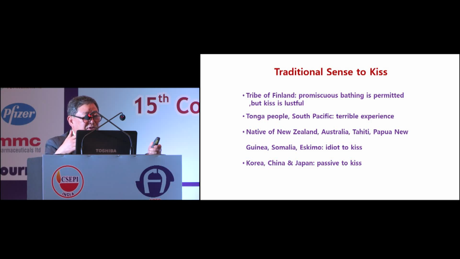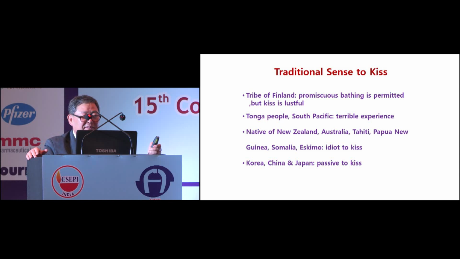This slide shows traditional attitudes to kissing. Korea, China, and Japan usually think of kissing as passive. Natives of New Zealand, the Maori race, Australia, Tahiti, Papua New Guinea, and Somalia consider kissing idiotic. Among the Tonga people and the South Pacific peoples, kissing seems to be a terrible experience. One of the tribes of Finland considers kissing to be promiscuous.